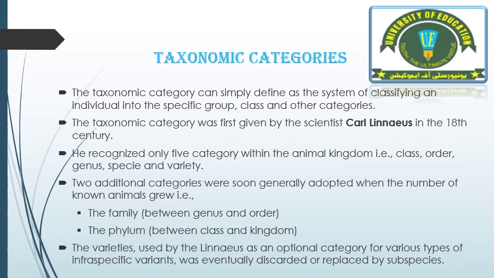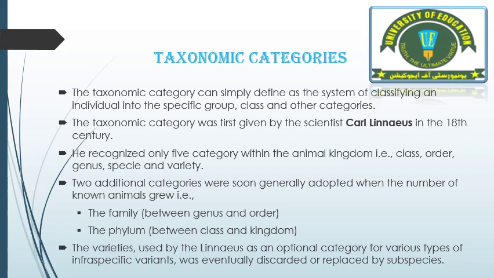The taxonomic category was first given by the scientist Carl Linnaeus in the 18th century. First, he recognized only 5 categories for the animal kingdom, and those 5 categories were class, order, genus, species, and variety. 2 additional categories were soon generally adopted when the number of known animals grew. With the diversity of organisms, 2 more categories were introduced for classification. The first one was family and the second one was phylum.